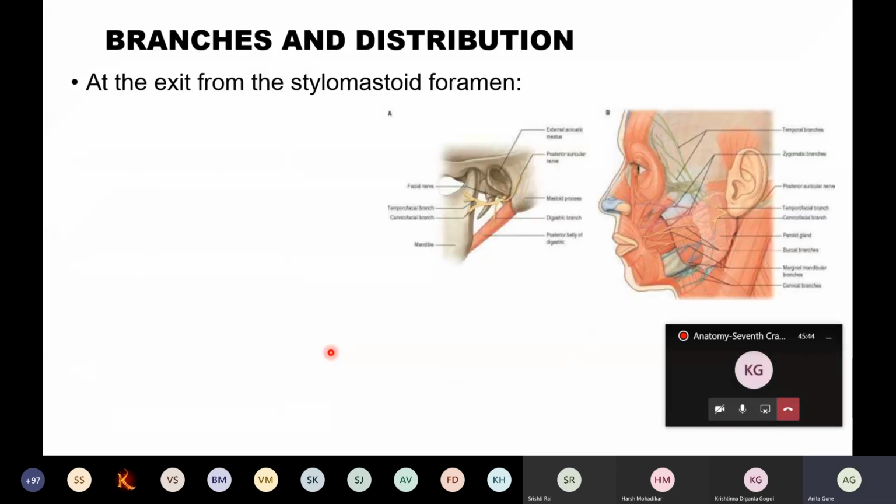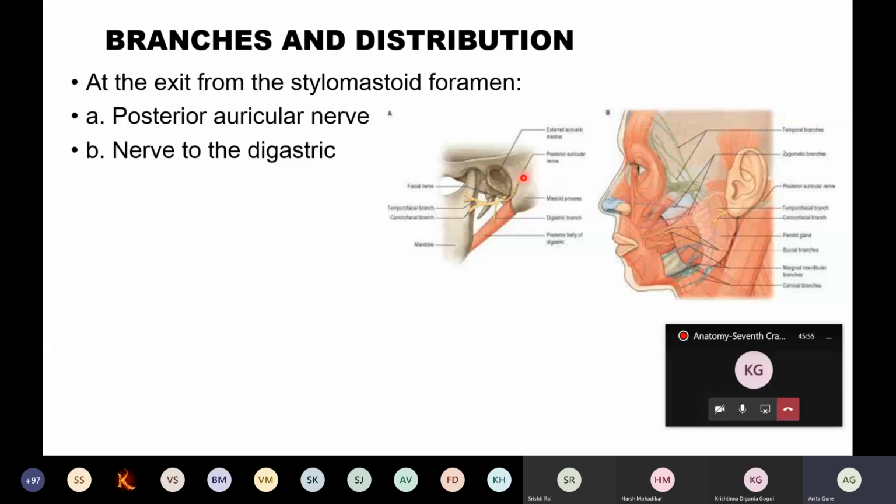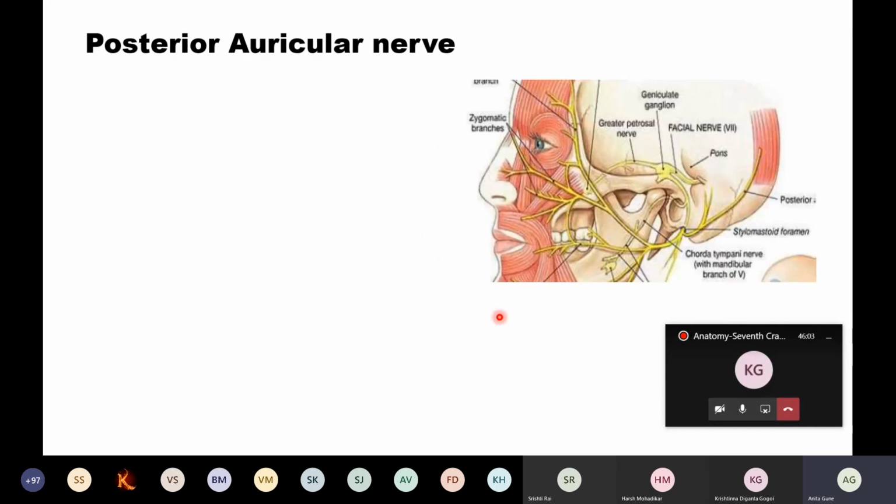Now, when it is coming out of the stylomastoid foramina, it gives some branches. What are the branches it gives over here? Immediately, it gives one branch which is called the posterior auricular nerve. Then it gives the nerve to the digastric and the nerve to the stylohyoid. The posterior auricular nerve, immediately after it comes out of the stylomastoid foramina, it will give a branch which is called the posterior auricular nerve.